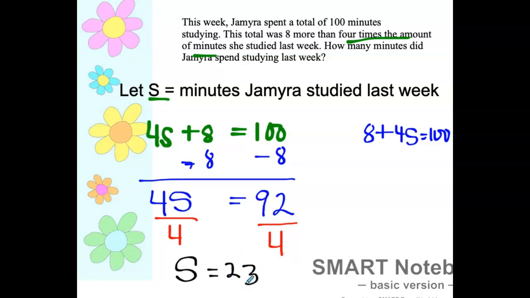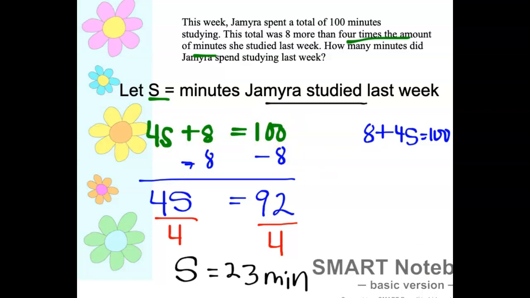And 23 is what? 23 what? 23 minutes. You always have to remember your units of measure. And what is that 23 minutes? That is how much Jamira studied last week. You may want to double check if you got it right: 23 times 4 plus 8 gives you 100.